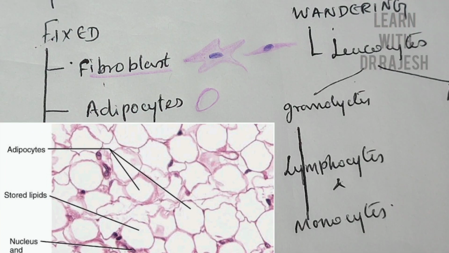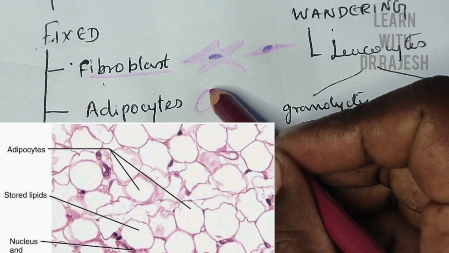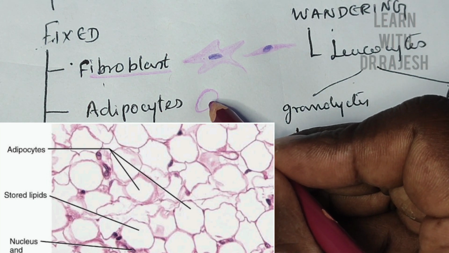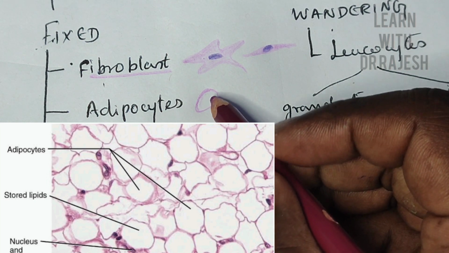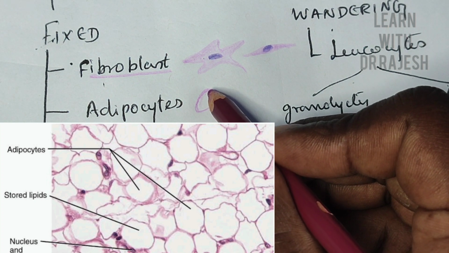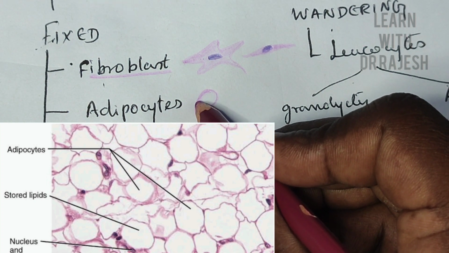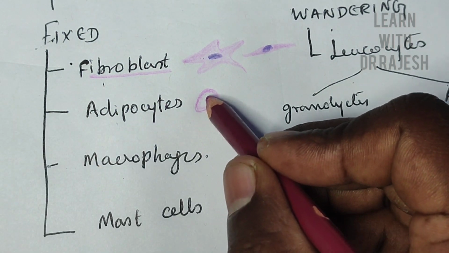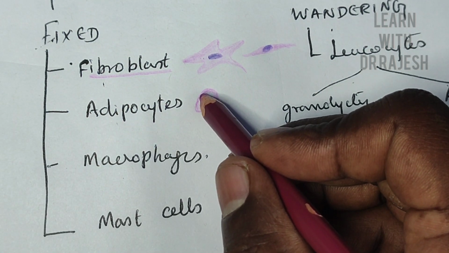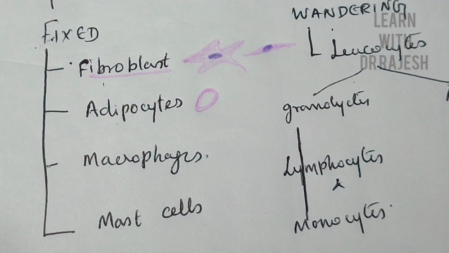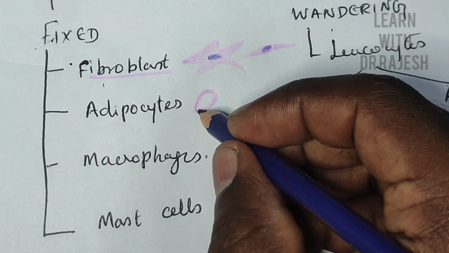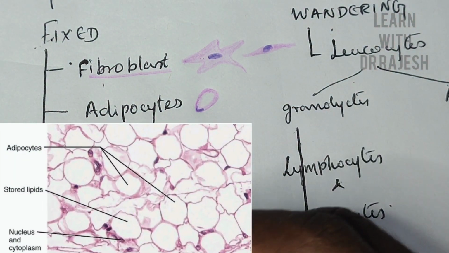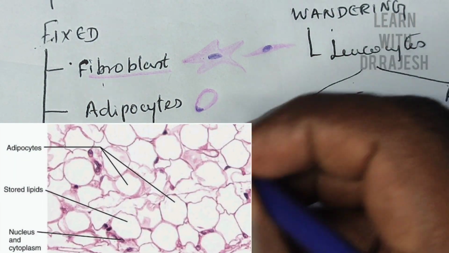Adipocytes, here the cell will look washed out in appearance because the fat globule which is present inside will be washed away during the preparation of the slide. So the cytoplasm will be pushed to the periphery. So we will see a thin rim of cytoplasm only in the periphery, and in the center portion the fat globules will be washed away and the nucleus will be pushed towards the periphery. It will be a flat nucleus in the periphery. So the cells will look like this.